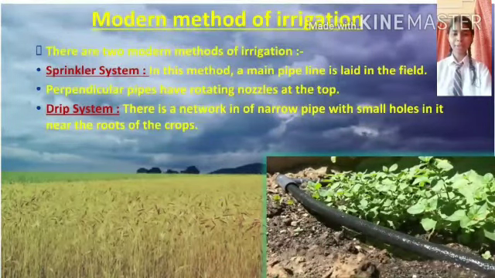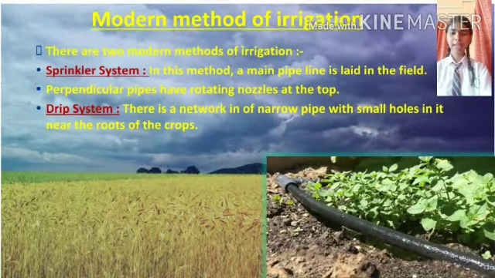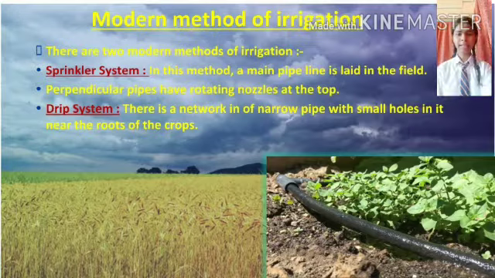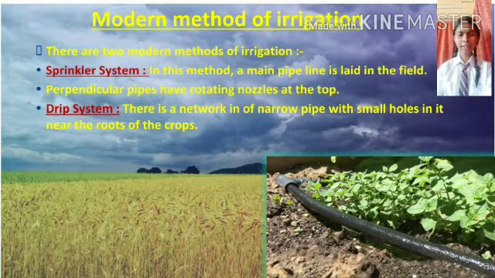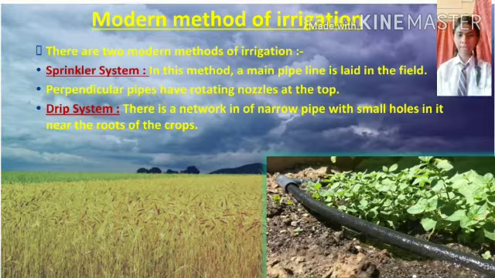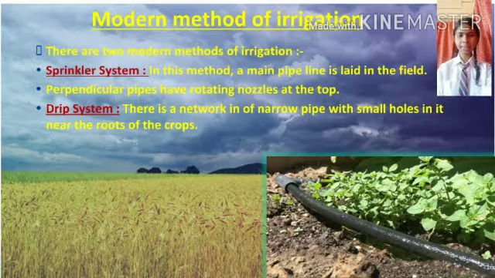There are two important methods of irrigation: sprinkling system and dripping system. In the sprinkling system, a main pipeline is laid in the field. Perpendicular pipes having rotating nozzles at the top are joined to the main pipeline at regular intervals. When water from a tube well is allowed to flow through the main pipeline, it escapes from the rotating nozzles, sprinkling the water over the cropland. This system is useful for sandy soil and uneven land.